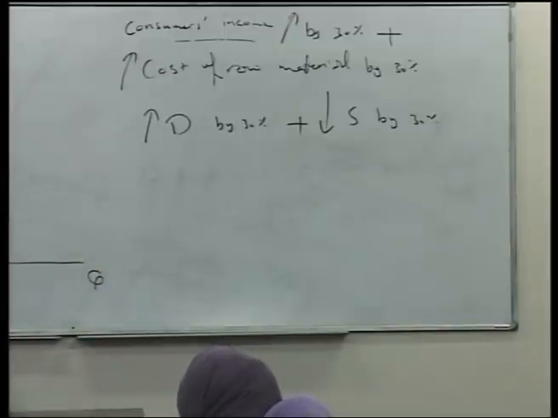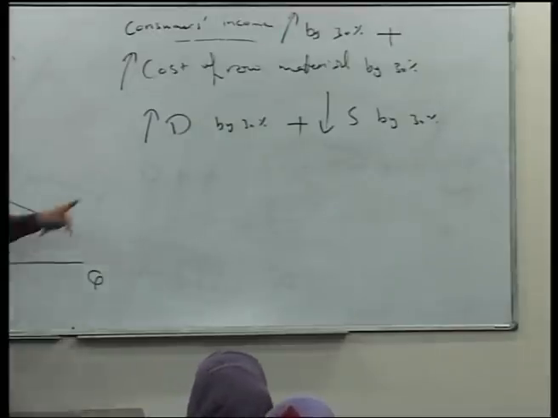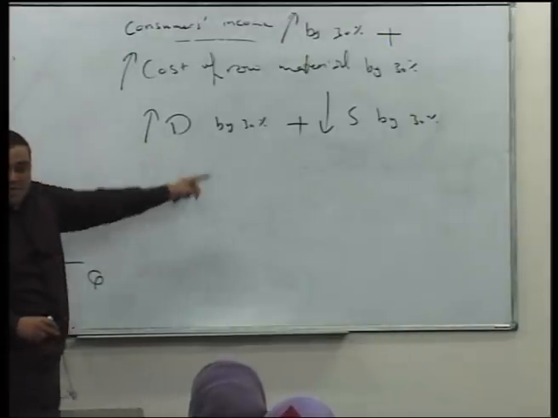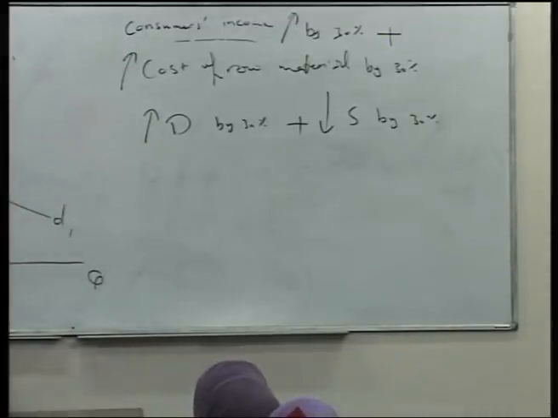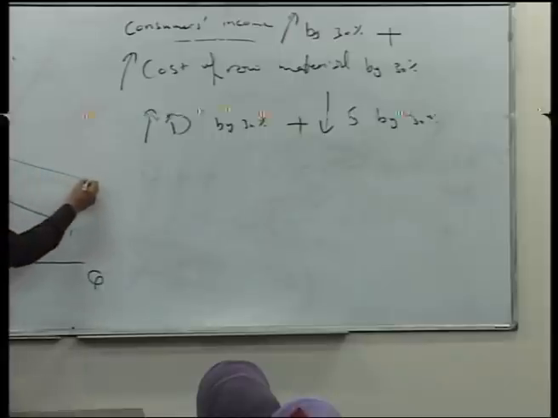Q, price, D1, S1, E1, P1, Q1. What will happen? Demand shifts right by 30% to D2.